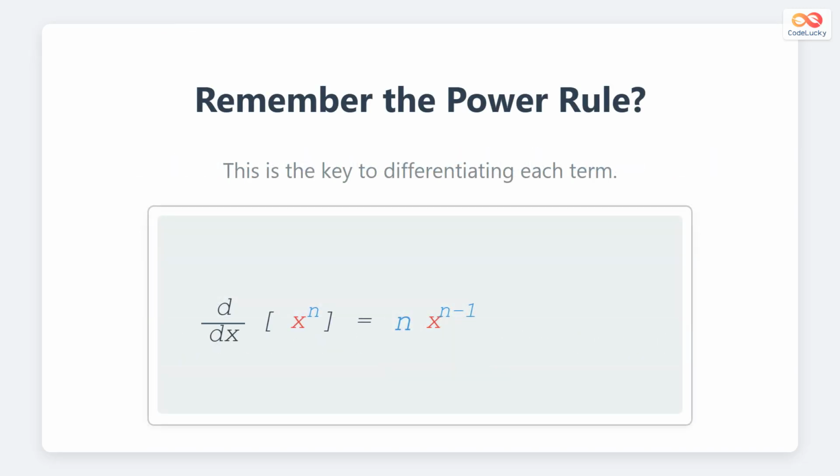The tool that makes this all possible is the power rule for differentiation. You probably remember it from earlier in your calculus journey. It states that the derivative of x raised to the power of n is found by bringing the exponent n down as a multiplier, and then subtracting 1 from the original exponent. So, the derivative of x to the n becomes n times x to the power of n minus 1.